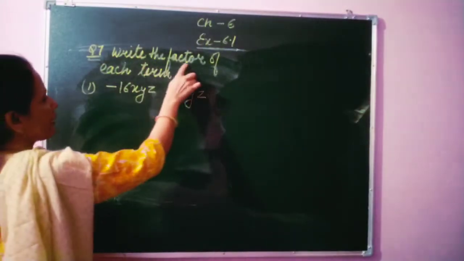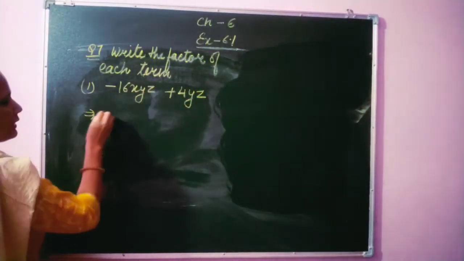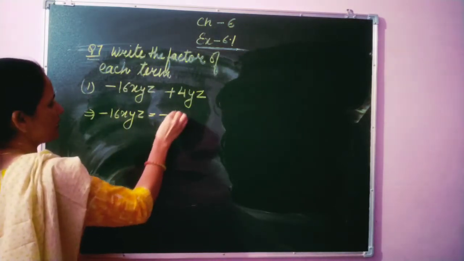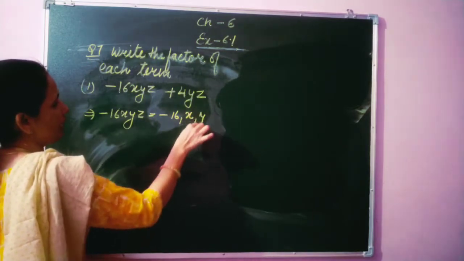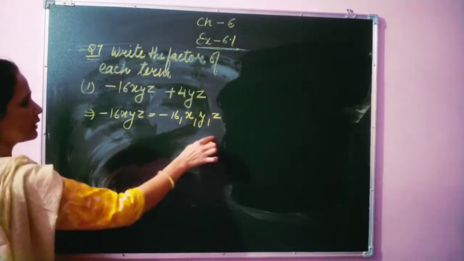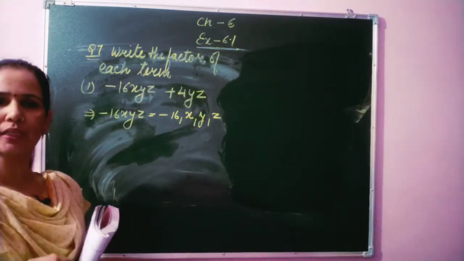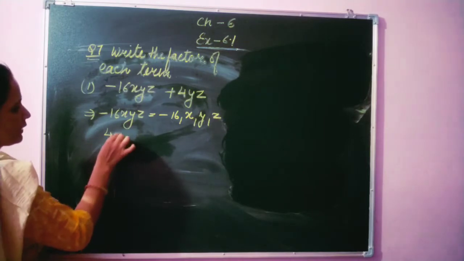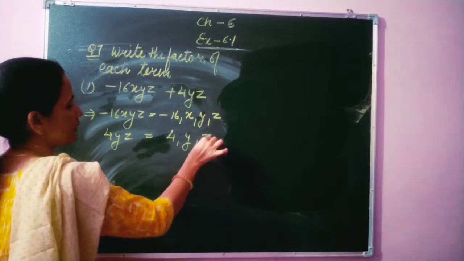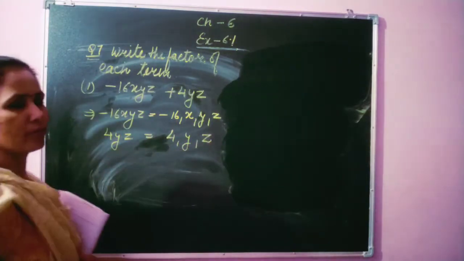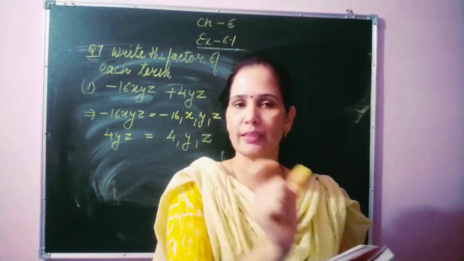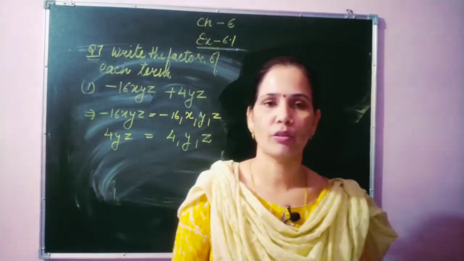First we have to write the factor of each term. So minus 16xyz. Its factors are minus 16, x, y and z. These four factors combined together make the term minus 16xyz. The next is 4yz. So how to write this 4yz? Yes, 4, y and z. So in this way we have to write the factors, means whatever variables are combined together, we write them separately, and these are the factors of the given term.